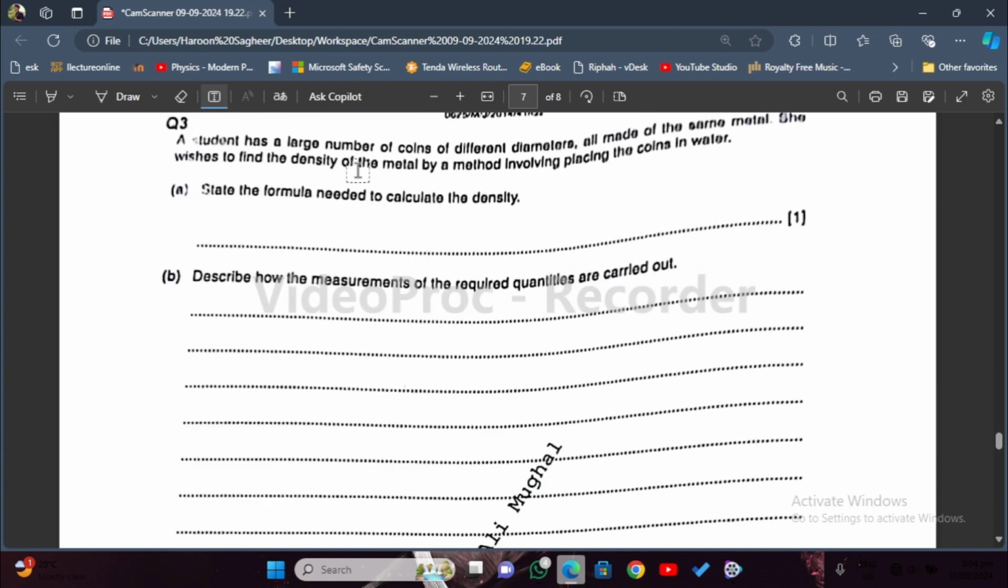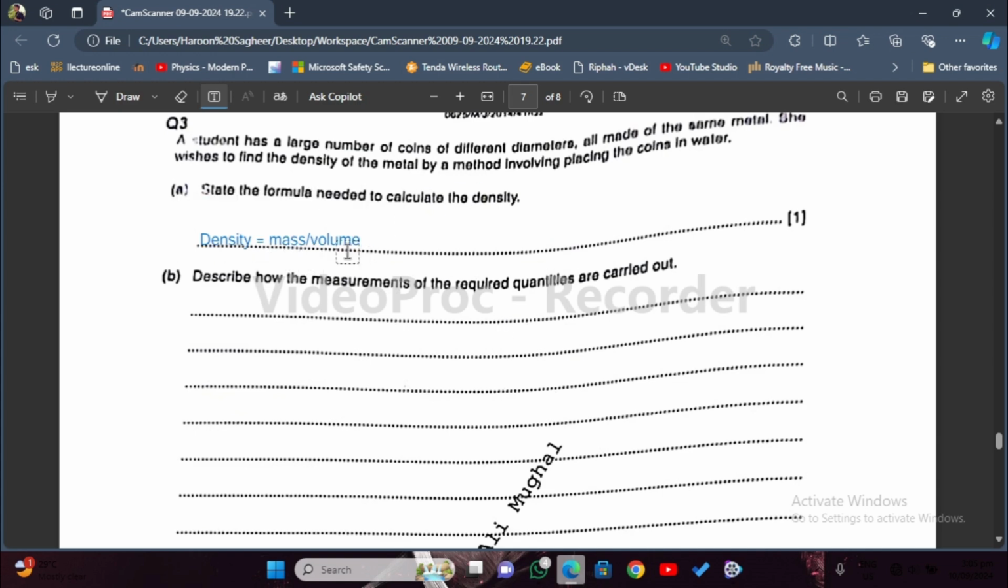A student has a large number of coins of different diameters, all made up of the same metal. She wishes to find the density of the metal by a method involving placing the coins in water. State the formula needed to calculate the density. Well, of course, the density can be calculated with the help of this formula. Density equals mass divided by volume.